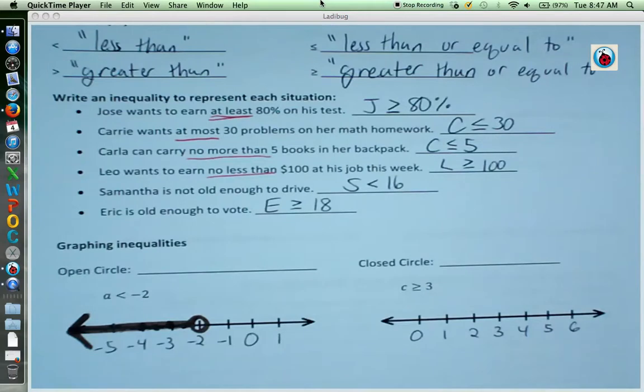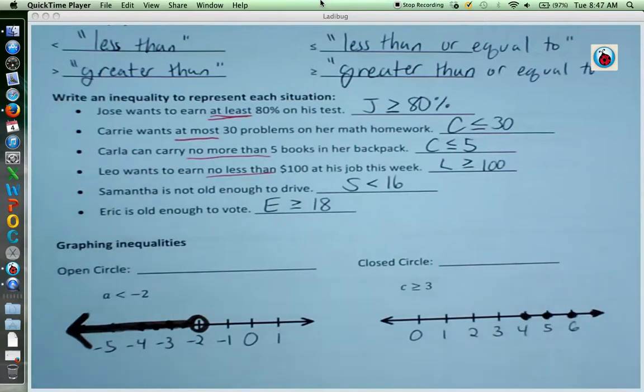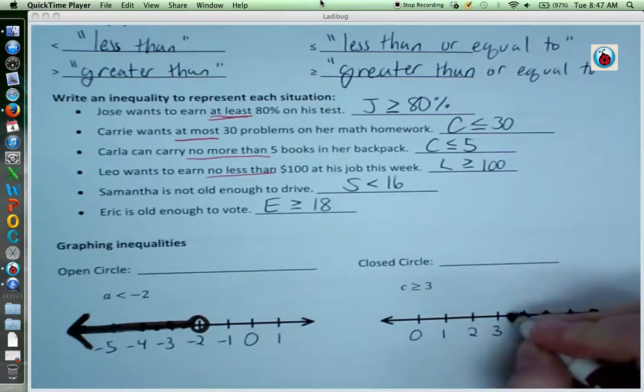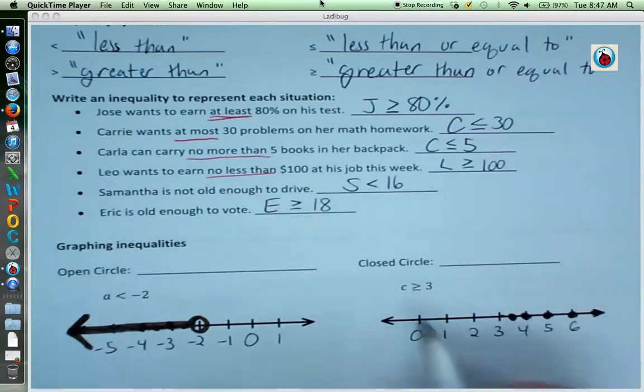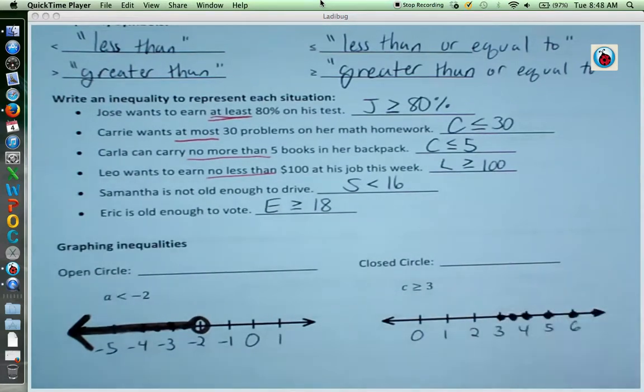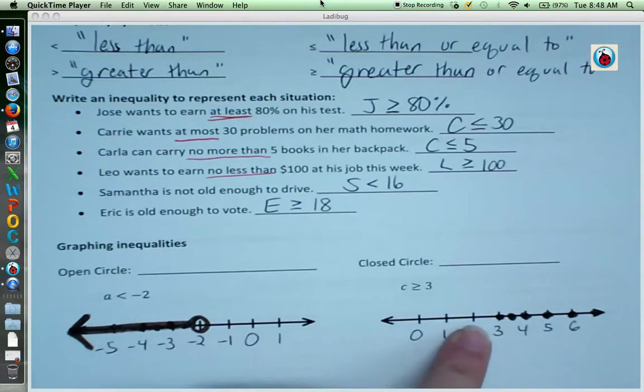All right, C is greater than or equal to 3. So 4 would be a number that's greater than or equal to 3. 5, 6, 7, etc. Also 3.5 is more than 3. 3.1. And because it's greater than or equal to 3, 3 could also be part of my number. But I do not want to include 0, 1, or 2. I don't want to include 2.5. I don't want to include 2.999999. I only want to go from 3 beyond.